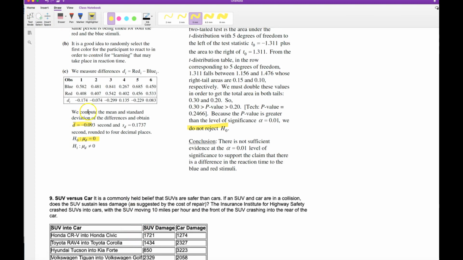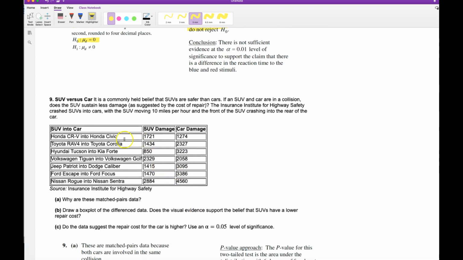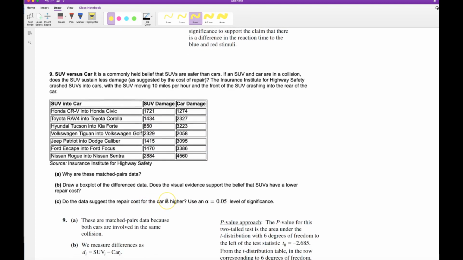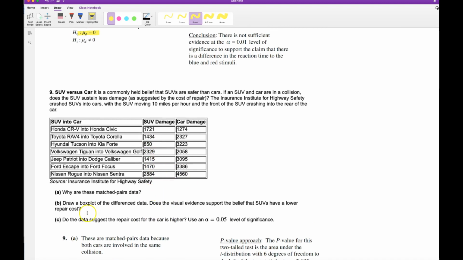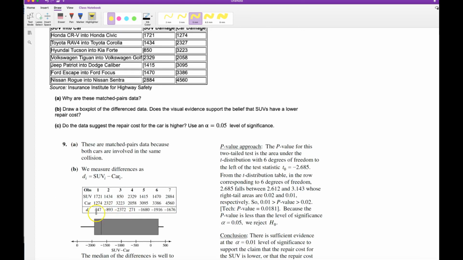We have another question here looking at SUV versus car in terms of is the SUV safer, and does it get less damage and cost less? So you can see here some information from cars moving 10 miles per hour, and we see who gets more damage in those accidents, who would cost more. So you have those values. It's matched up because you're comparing these types of cars with each other and the costs. What we want to do is run a hypothesis test and then look at the difference of data to see if there's a difference in cost.